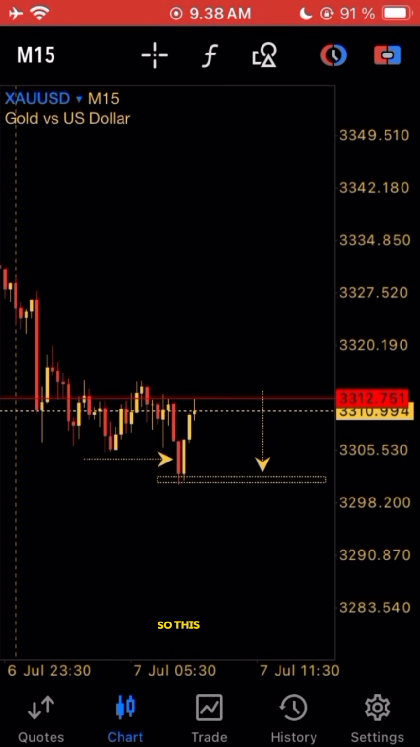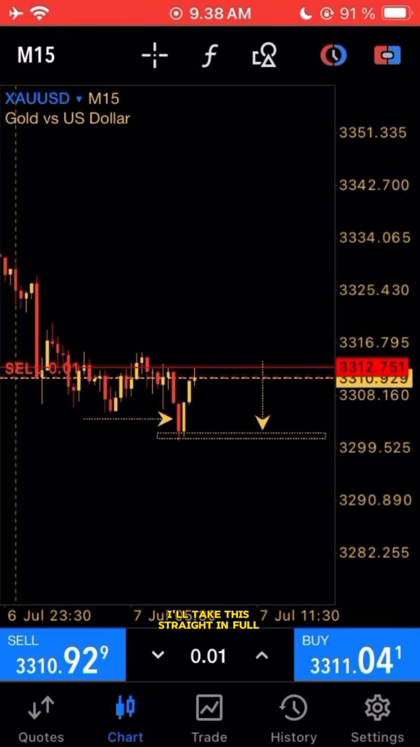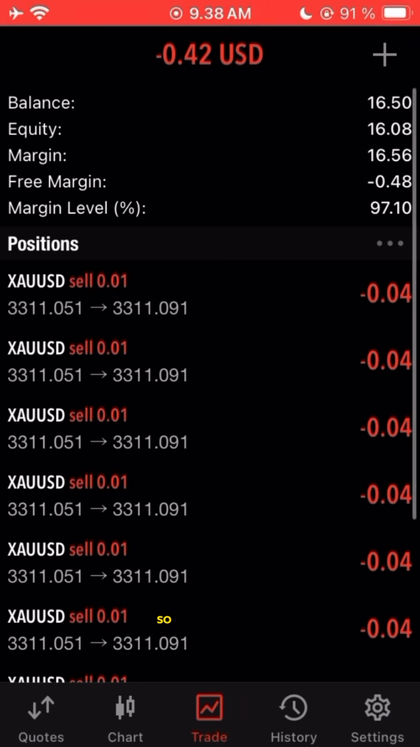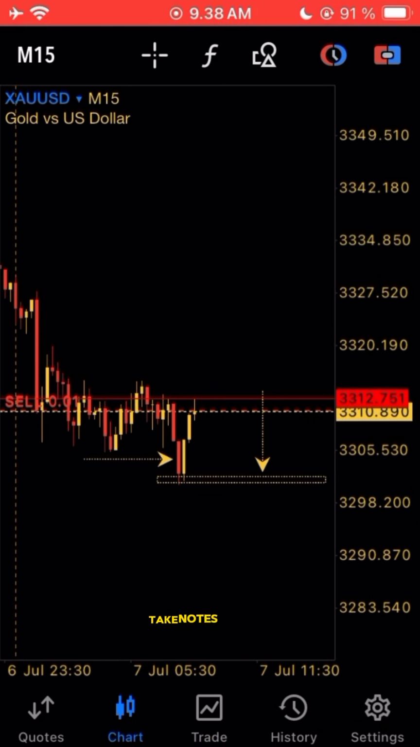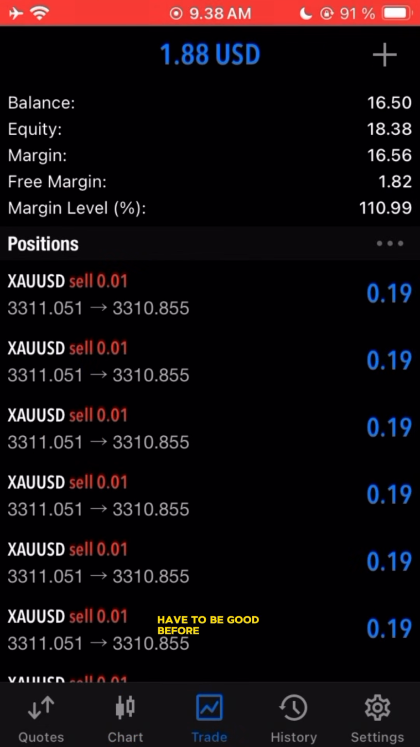Okay, so this is a very nice setup for me. I will take this trade with full margin because of the setup. Not all setups require full margin, take note. Some setups just have to play out well, have to be good before you take full margin.